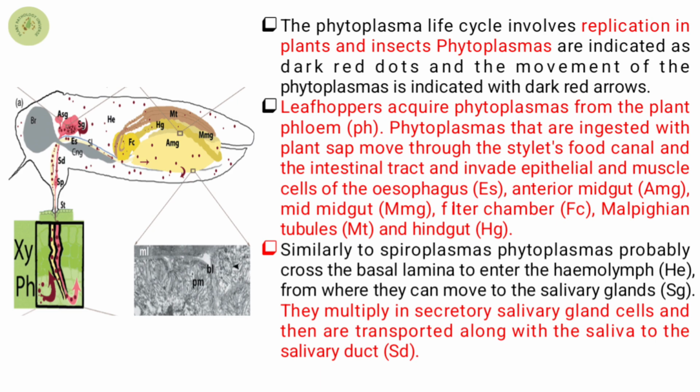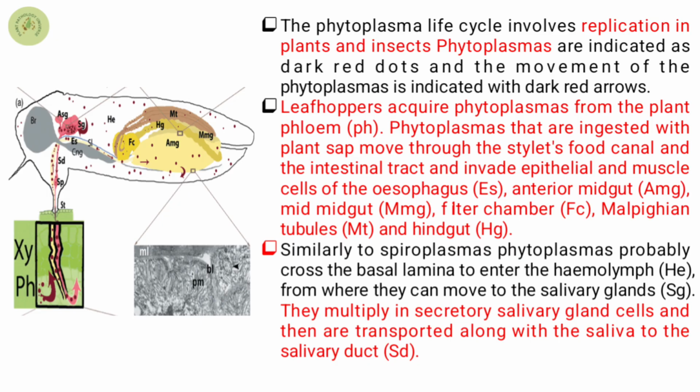Okay, so in leafhoppers, generally they will acquire the phytoplasma from the phloem. We have two transmission, or you can say conducting, tissues in plants, that is xylem and phloem. So xylem is for water, and phloem is for food or nutrients, right? So your leafhopper will acquire the phytoplasma from the phloem, and it gets ingested and moves into the stylet, or the food canal, of your insect. From there it will invade the intestinal tract, and then the epithelial and muscle cells of the esophagus, where it multiplies and replicates.